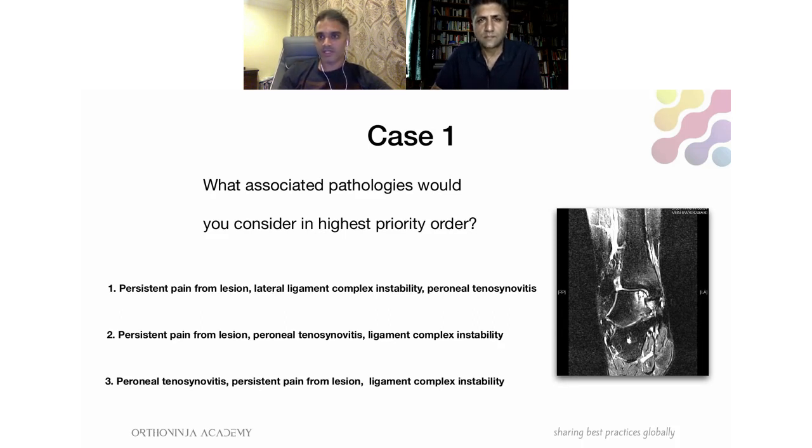So let's see what the audience seems to think. So the order of highest priority is pain due to the lesion, ligament instability, and peroneal tenosynovitis. Yes, I think that that's the right answer, because there are some who tend to repair the ligament 90% of the time with these lesions. So what about you, Amer?